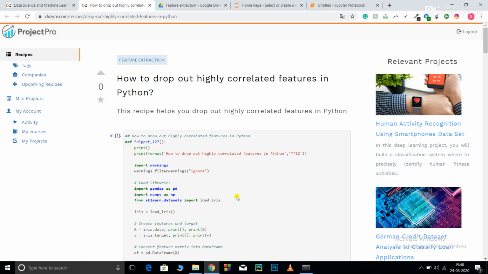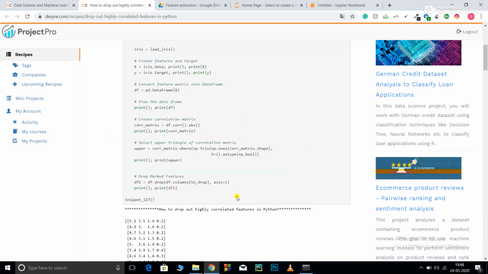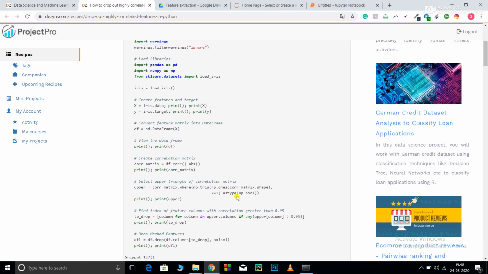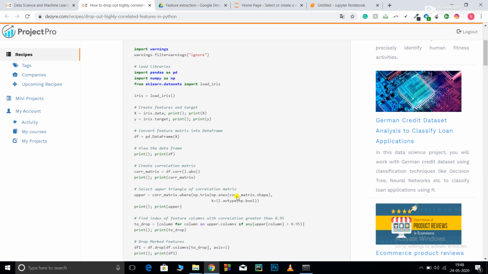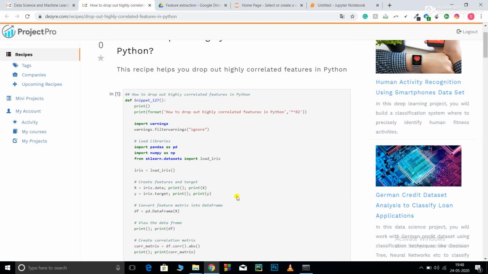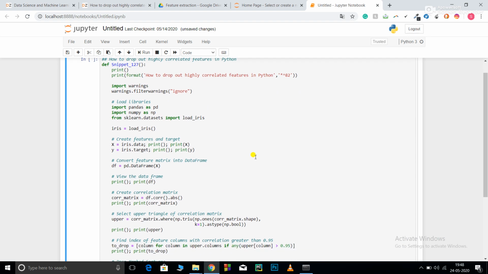In this video, we are going to learn how to calculate the correlation matrix of a feature column of a feature matrix and also drop highly correlated columns. So this is my code snippet. I have copied this code and pasted that in my Jupyter notebook. I'll explain the code to you as well as run this for you.